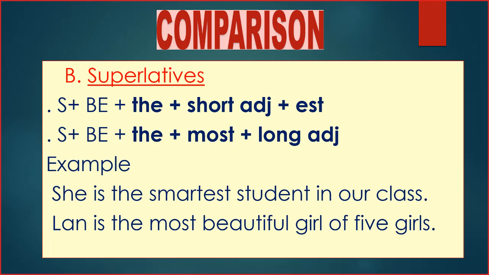Ở ví dụ thứ nhất, smart là tính từ ngắn. Chúng ta thêm est ở đằng sau và thêm the ở đằng trước. The smartest. Ở ví dụ thứ hai, beautiful là tính từ có 3 âm tiết. Chúng ta sẽ thêm the most ở đằng trước tính từ. The most beautiful. You pause the video and write down on your notebook.